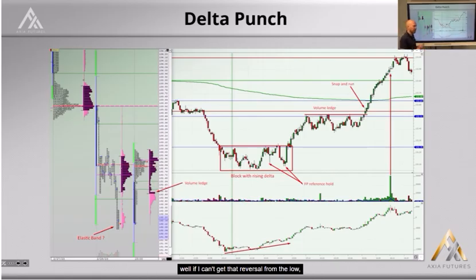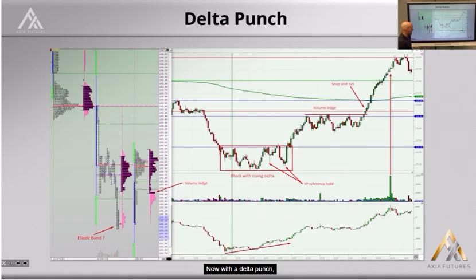So you're asking yourself, right, well, if I can't get that reversal from the low, how else can I get into this trade? A more directional, or you could call it a breakout reversal type move, however you want to term it. But you're looking at then the shift in the way the market trades and what you can then look for after this and how you would play it.